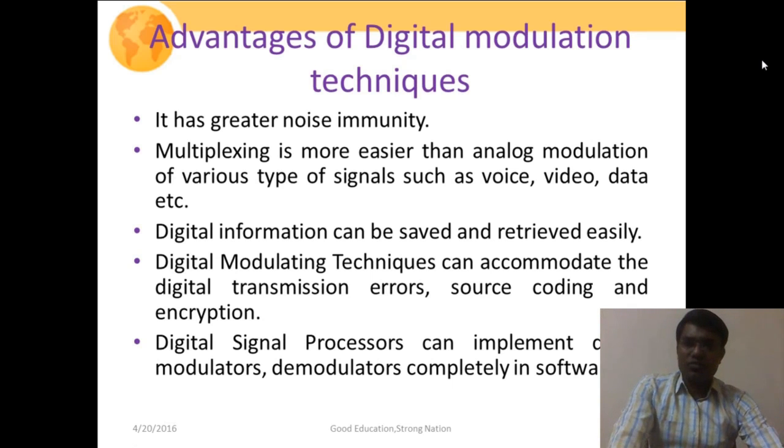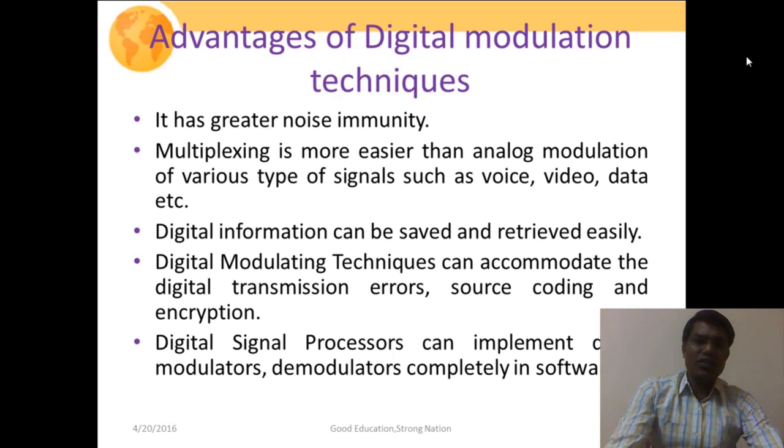Then at last, what are the various advantages associated with digital modulation techniques? Obviously, in comparison to analog modulation techniques, we are trying to provide some sort of advantages. So, first of all, it has greater noise immunity in comparison to analog modulation techniques. It means they are less susceptible to noise, or much more immune in comparison to analog techniques. Or you could also say that noise affects analog signals more in comparison to digital signals. Multiplexing is easier than with analog modulation of various types of signals such as voice, video, data, etc.